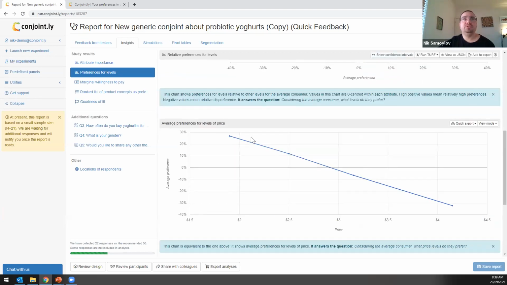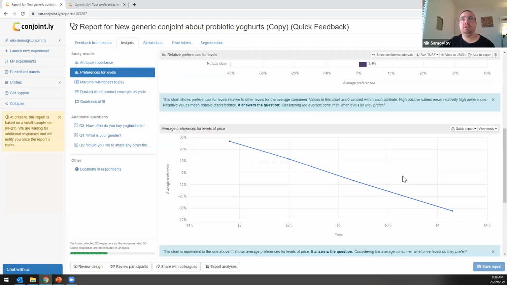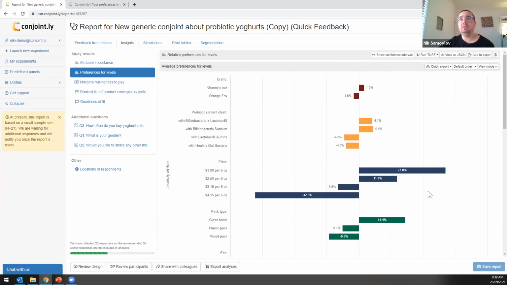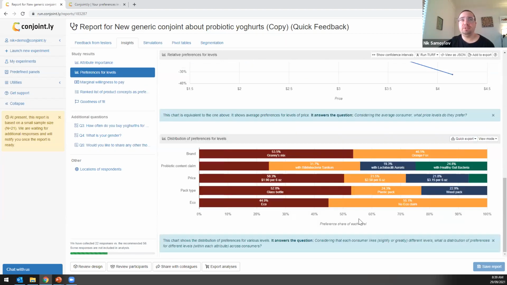Some additional outputs. So this is just, again, the preference for price. We see it decreases as we increase price. It's exactly the same as what we see here. And then we also have distribution of preferences. So from this chart, we can see that roughly 50-50 split between the two brands. We see that there are 45% like eco claim and 55 don't, and so on.